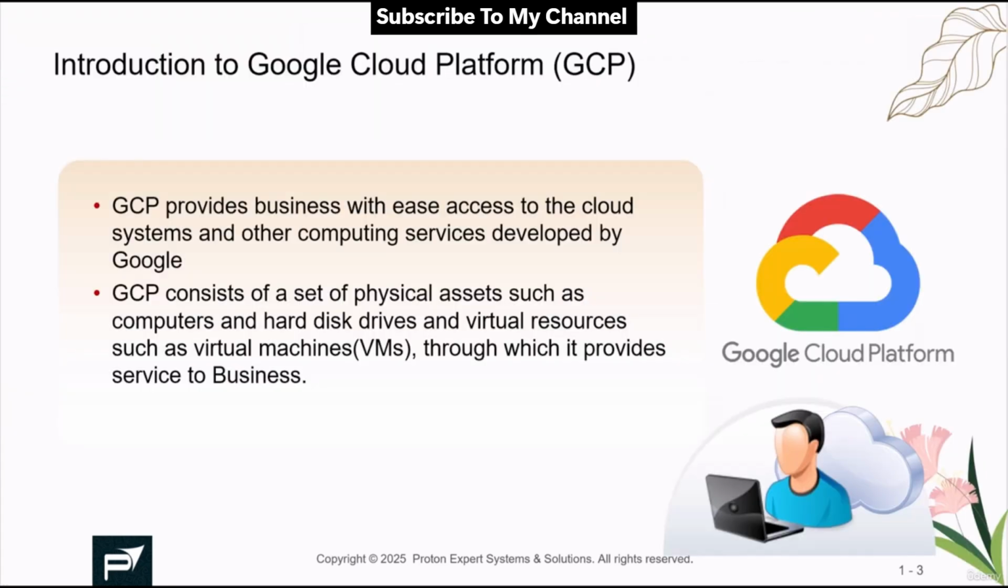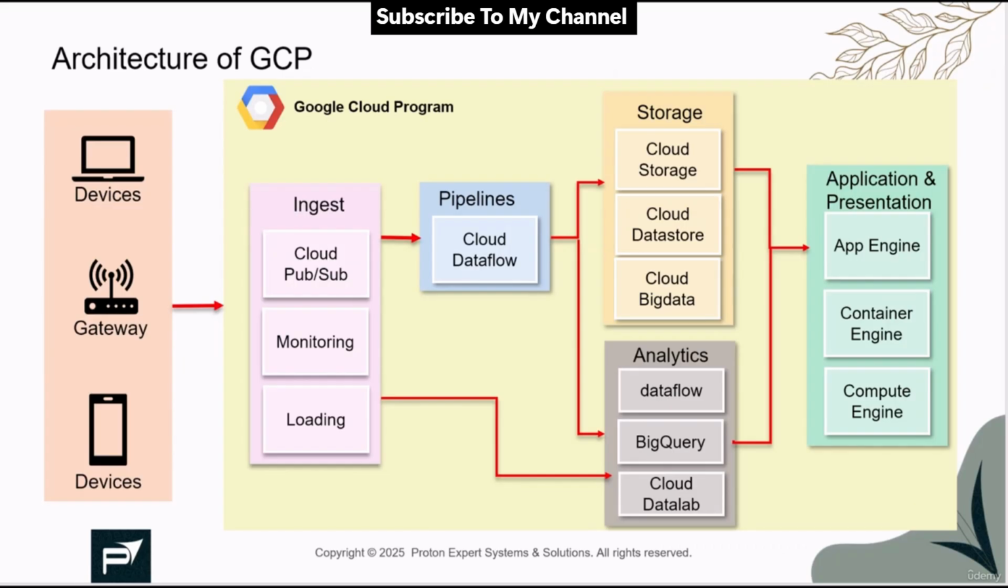GCP provides business with ease access to the cloud systems and other computing services developed by Google. The GCP consists of a set of physical assets such as computers and hard disk drives and virtual resources such as virtual machines through which it provides service to business. The services of GCP are computing and hosting, storage, databases, networking, big data, and machine learning. This is the architecture of Google Cloud Platform.